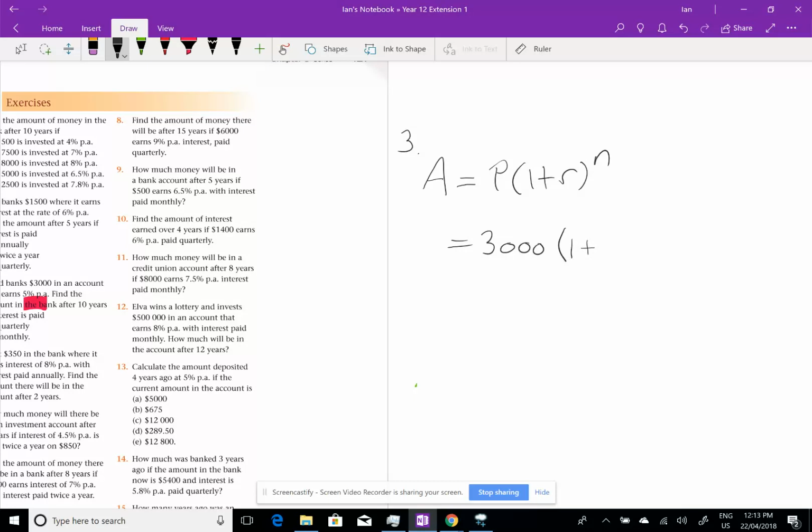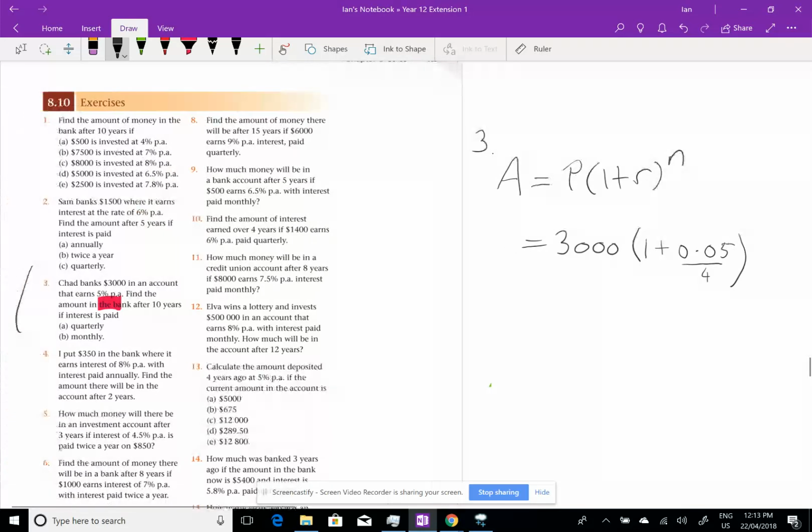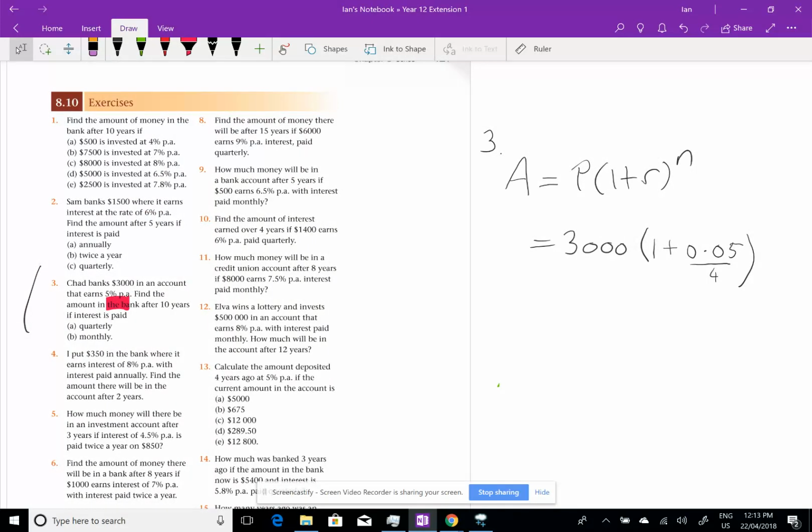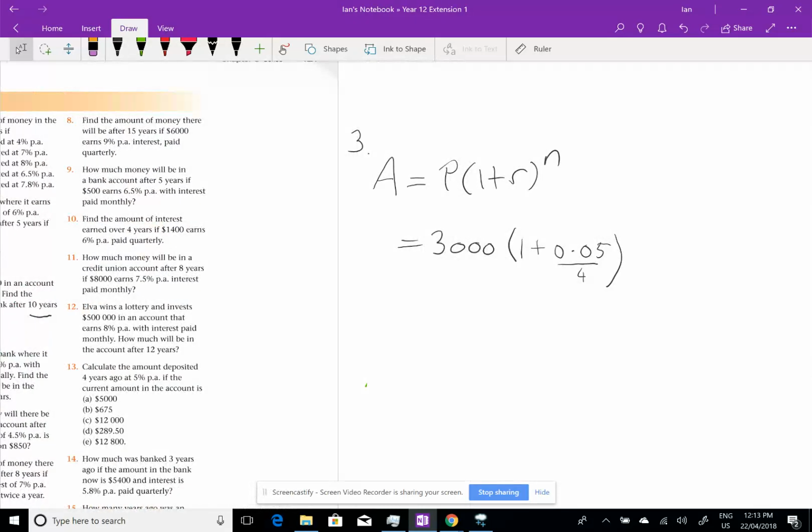Now, I've got to remember that it's 5%. So you can write that as a decimal, 0.05. You can put it over 4 because you're dividing by 4. But now, because you're doing it quarterly, your time period is multiplied by 4. So instead of being 10 years, it's 40 iterations.